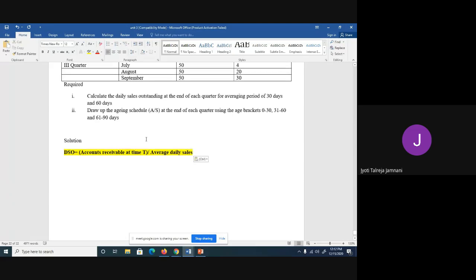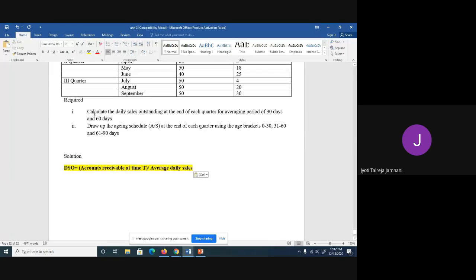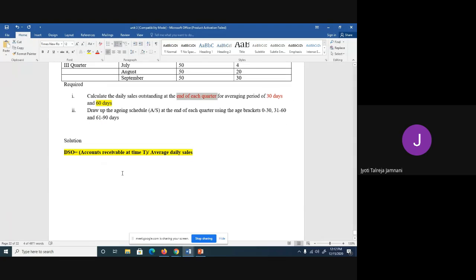Now look here, the question, you have to read it carefully. They said calculate the daily sales outstanding at the end of each quarter for averaging period of 30 days and 60 days. So first I will solve it for 30 days and then we'll do it for 60 days. That means we have to do the same sum 2 times. And they want it at the end of each quarter. So remember this also.